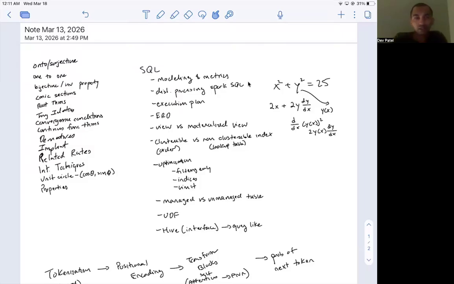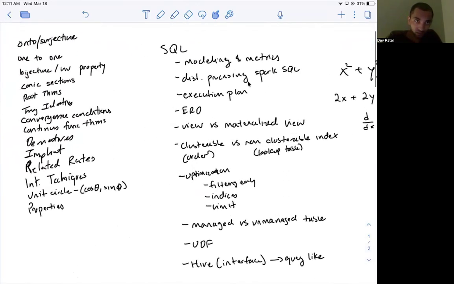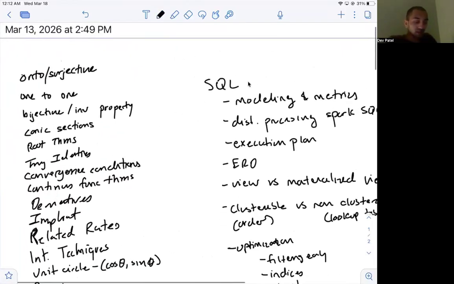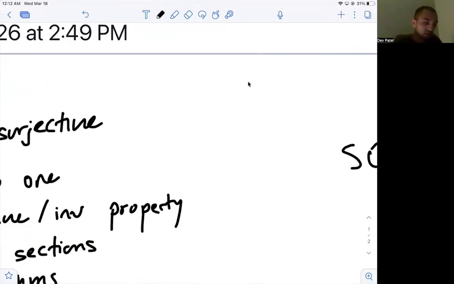So we'll go through a few concepts here, both in GRE math subject tests, as well as a few SQL and a few NLP concepts.